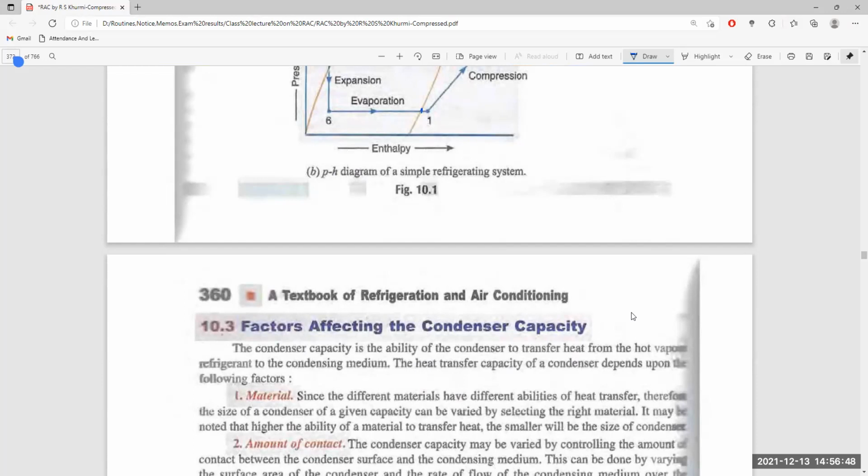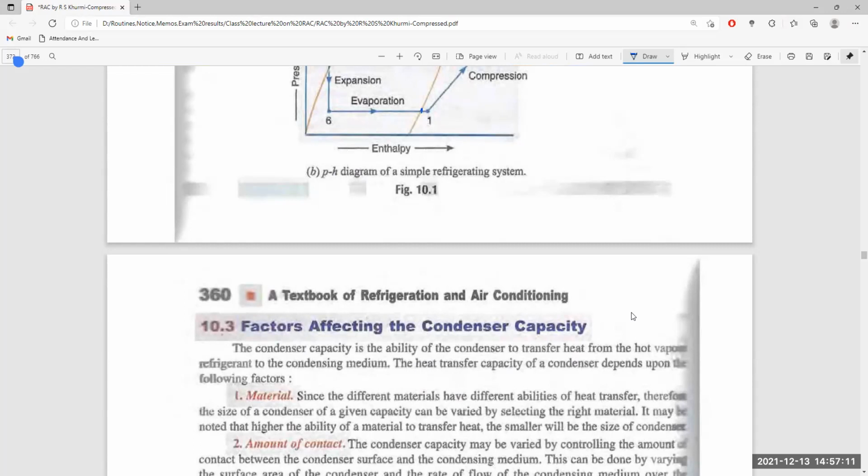The heat transfer capacity of the condenser depends upon the following factors. First of all, the material. Different materials have different abilities to transfer heat. Therefore, the size of the condenser of a given capacity can be varied by selecting the right material. It can be noted that the higher the ability of the material to transfer heat, the smaller the size of the condenser.